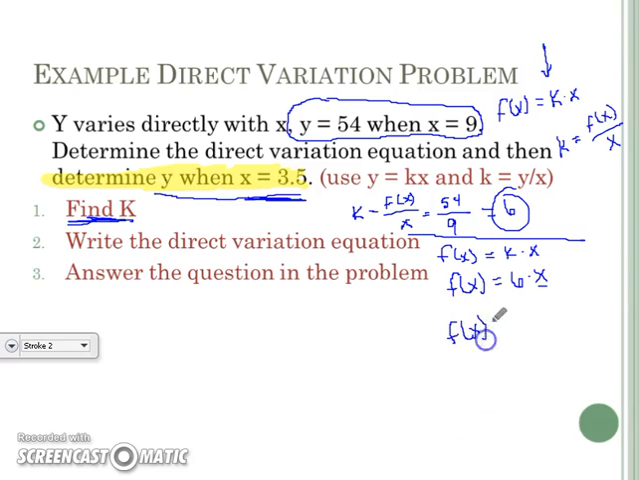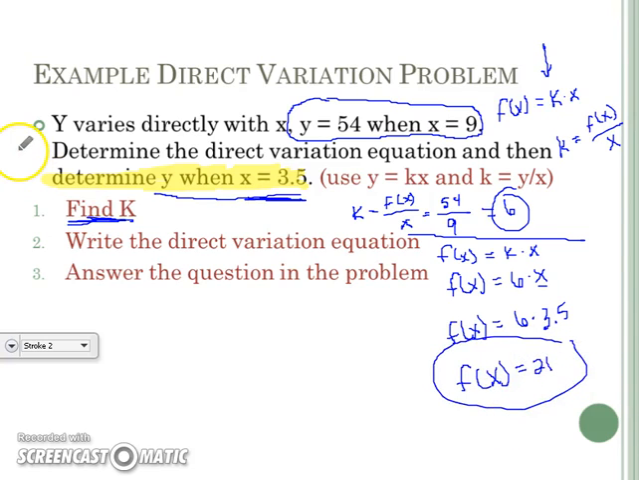So f of x equals 6 times 3.5, and if we multiply that out, 6 times 3.5 is 21, so f of x equals 21. So this is saying for this direct variation, y is 21 when x is 3.5. And the reason why is because we're using this constant value of 6.